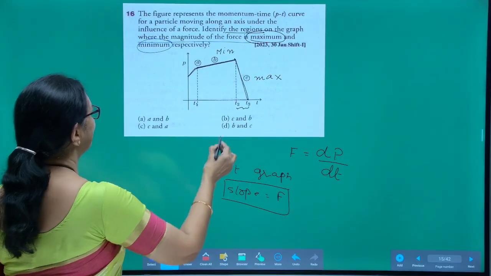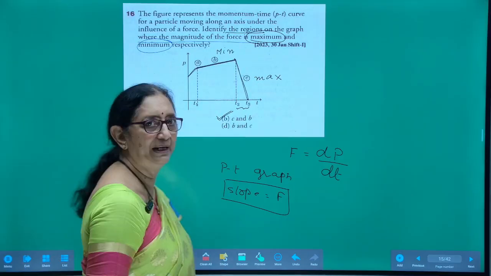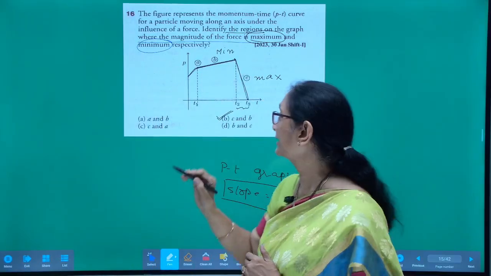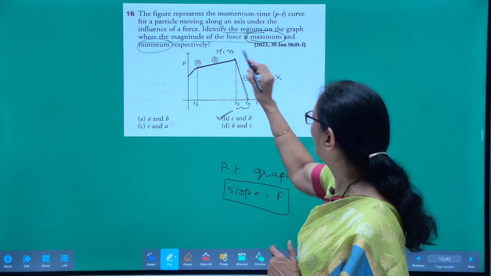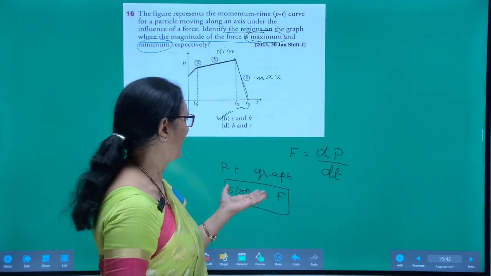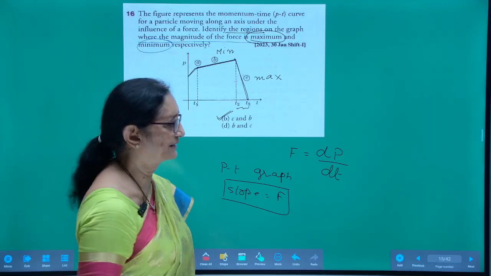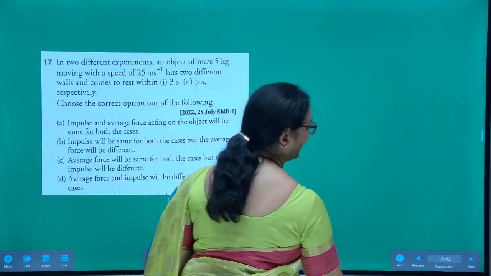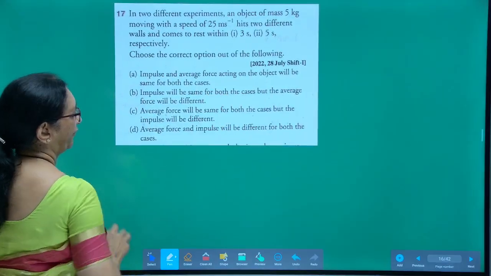So, answer is C and B, maximum and minimum. Maximum slope here and minimum slope is here. So, maximum, minimum, C and B, that is it. You have to know only this relation: F is dP by dt. From this expression, the slope of the momentum-time graph represents force.